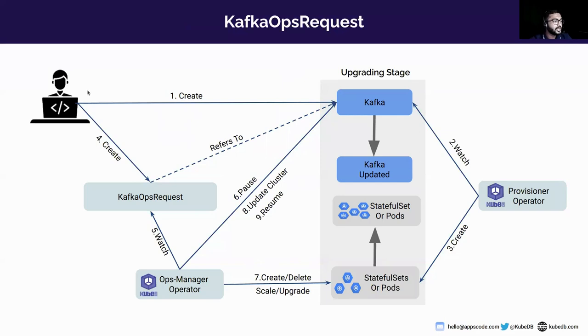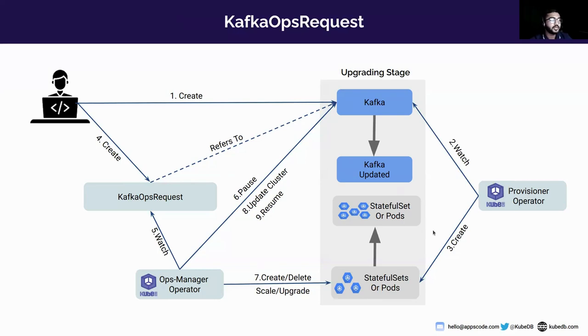Then you will create a KafkaOpsRequest using the custom resource definition. It will refer to our Kafka cluster, and then our KafkaOpsRequest will be watched by our KubeDB Ops Manager operator. The Ops Manager then pauses the reconcile of our Kafka cluster, and it will scale, upgrade, create or delete necessary resources, and update our statefulsets or pods. And then finally, the Ops Manager will update our Kafka cluster. Lastly, the Ops Manager will resume it, and finally the OpsRequest status will be successful.